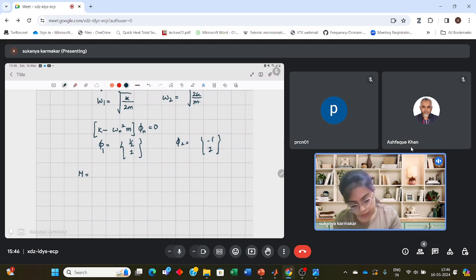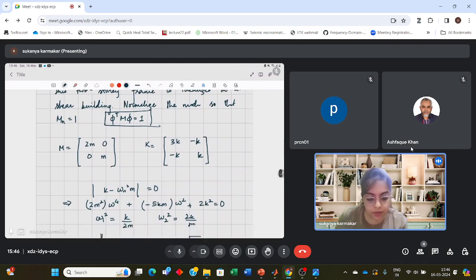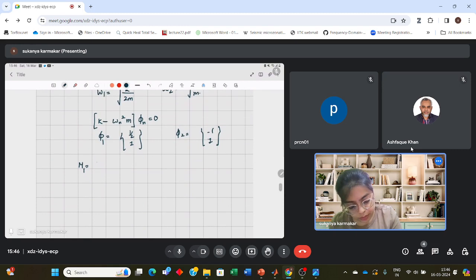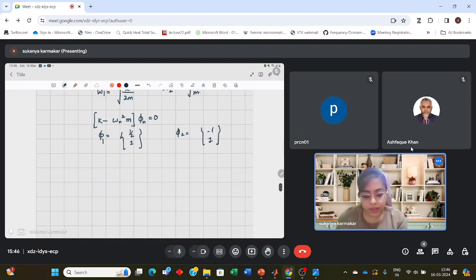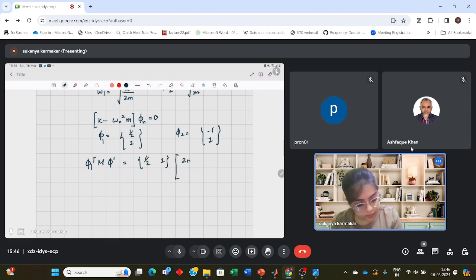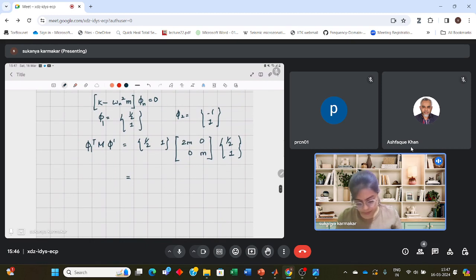Now I want you to check what is M1. We just saw what is Mn. Mn is phi transpose M phi. Here phi is the complete modal matrix, but here I'm using phi 1 transpose M phi 1. I want you to calculate this. If you multiply this, you will get the number 3 by 2m.